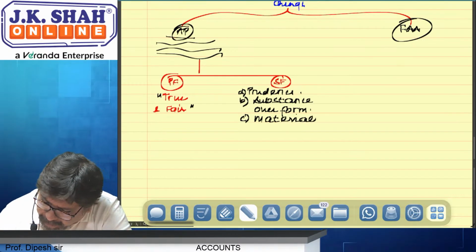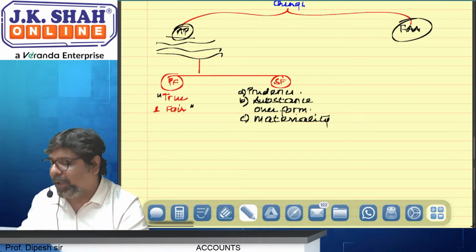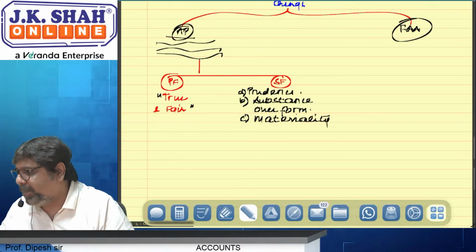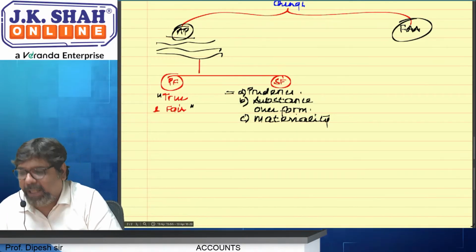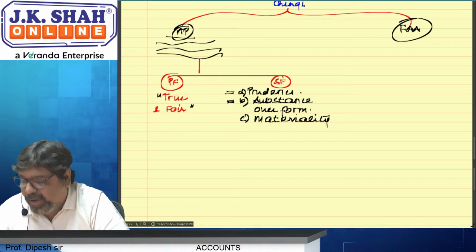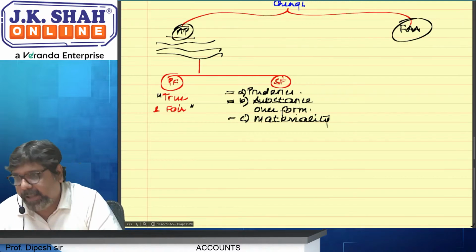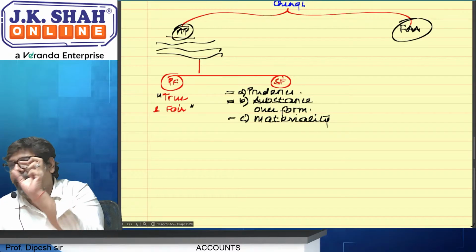That means, in your accounting policy, should legality be given more importance or reality? So your accounting policy should make sure that prudence is not violated, substance over form is not violated, and materiality is not violated.